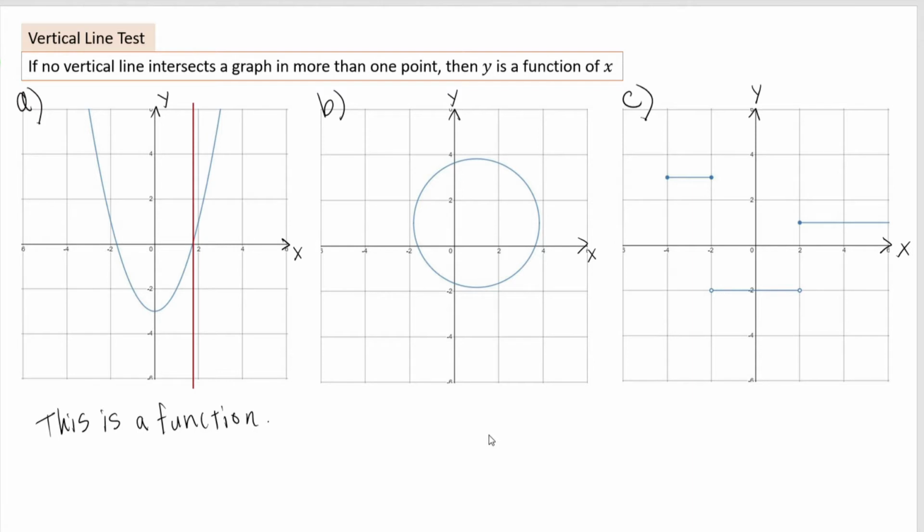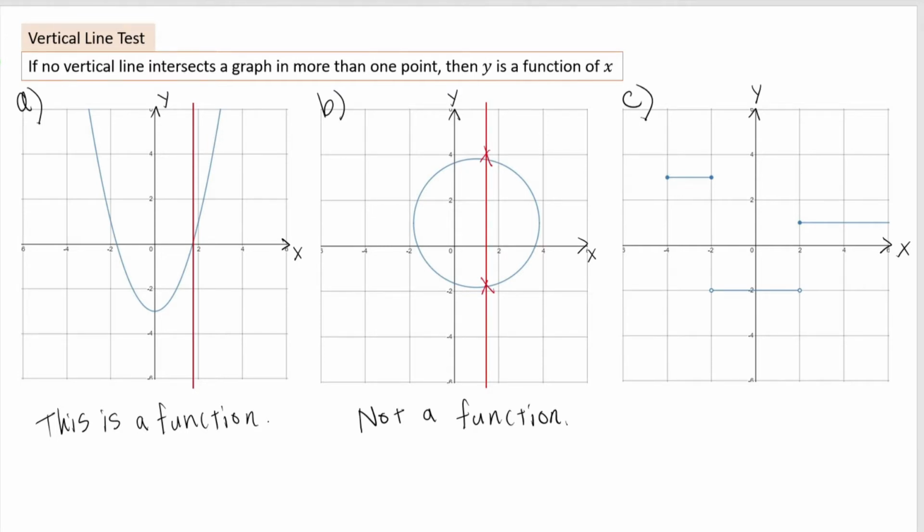How about the graph B? If I draw a vertical line, it intersects the graph twice, so this is not a function. How about the graph C?